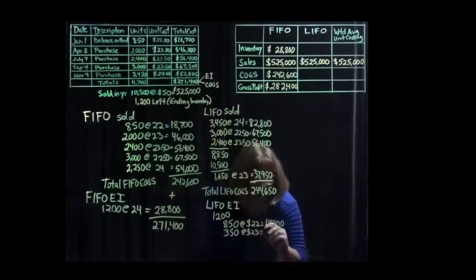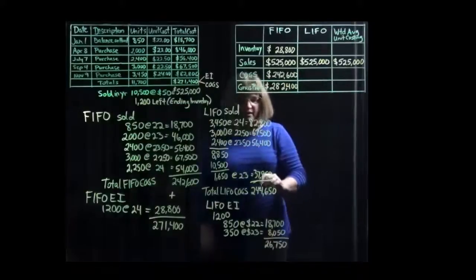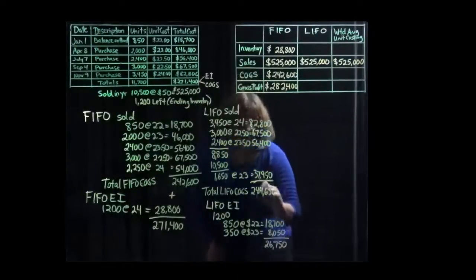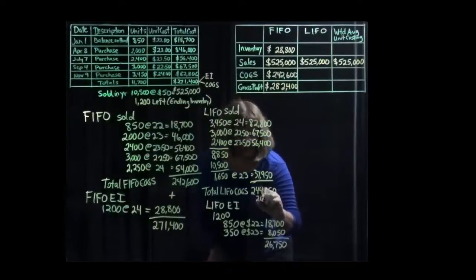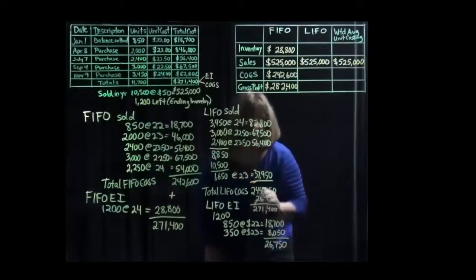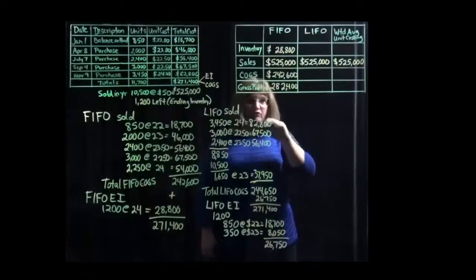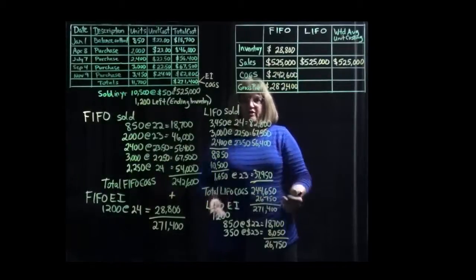And if we multiply that across, we get 8,050. And if we add them together, we therefore get 26,750. Now here again, we want to add that to our cost of goods sold to make sure that we do end up with 271,400. And we do. So our double check showed us that we probably did everything okay.